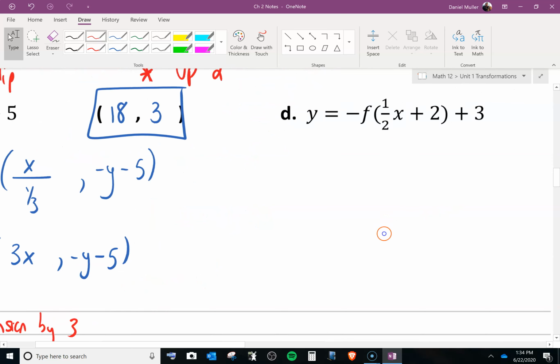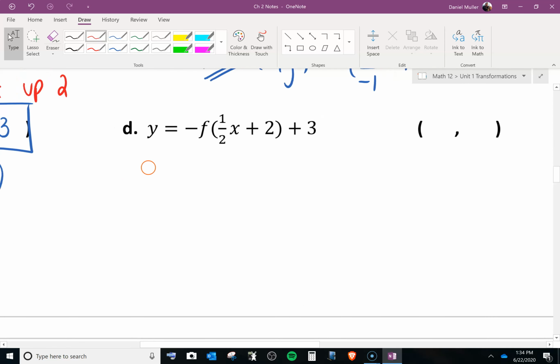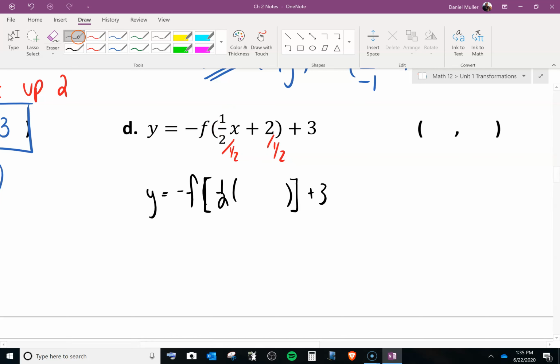And D is a nice one because it has a bunch of stuff in it. First thing I have to do is factor. So y equals negative, well, I don't know what happened here, so I'll just rewrite that. Negative f bracket a half x plus 3. So I need to get this x alone, so I'm going to divide by a half and divide by a half. Half divided by a half is just an x. 2 divided by a half is actually 4. If you take 2 and you divide it by 0.5, you're going to get 4.